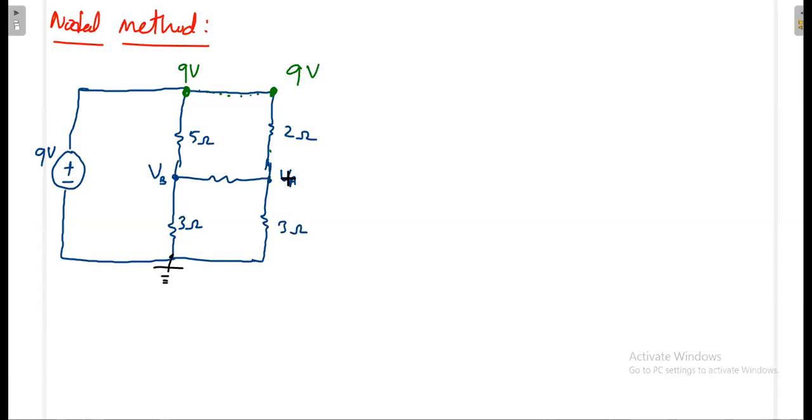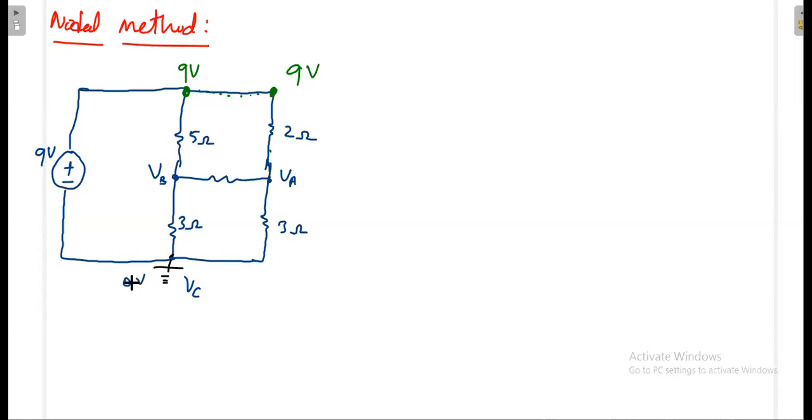Because I already know the current is going to flow from VA to VB, to be on the safer side, I am putting VA here. That means finally VA will be greater than VB. So this is VA, this is VB. Then I should not suddenly go here and put some VC, which is very much wrong, because that is already connected to the ground. Ground means 0 volt.